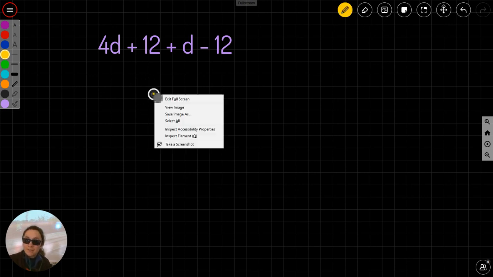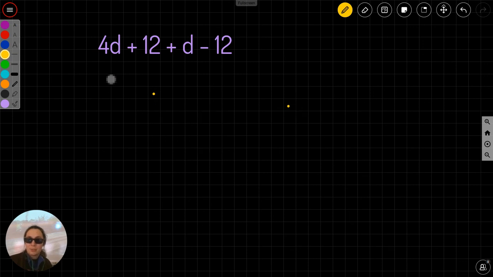Let's first identify our terms. Identify your terms first. We've got D and D, and D and D. And we have constants, 12 and minus 12. If you're familiar with negative numbers, you can think of them as negatives, but you don't have to for now. So let's go ahead and break this out.